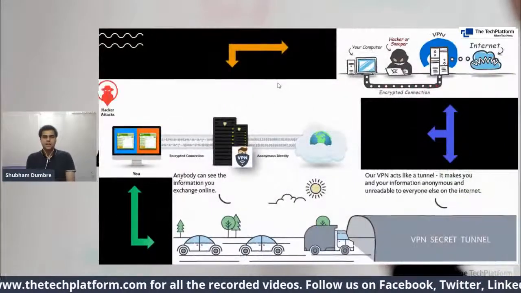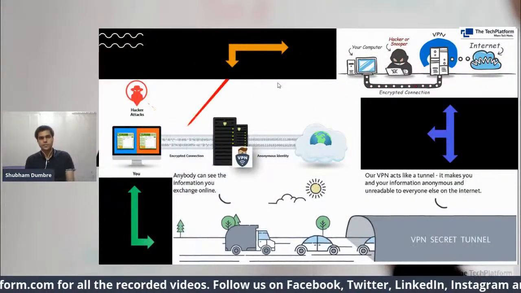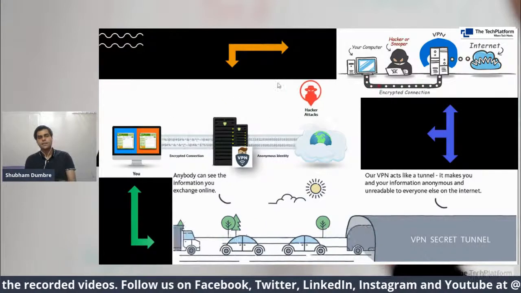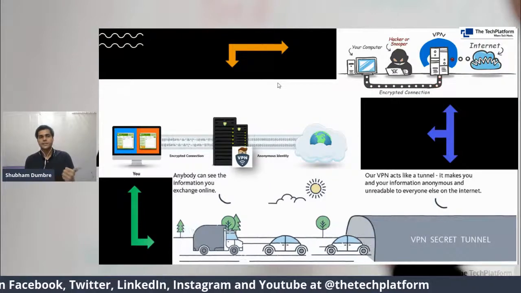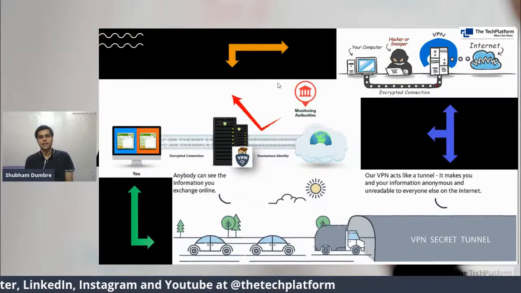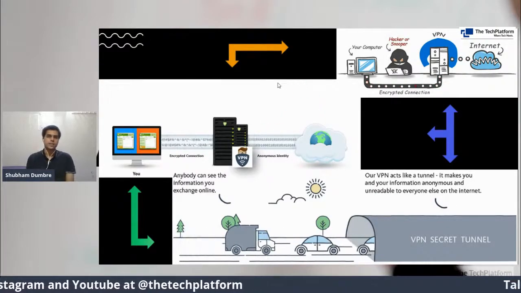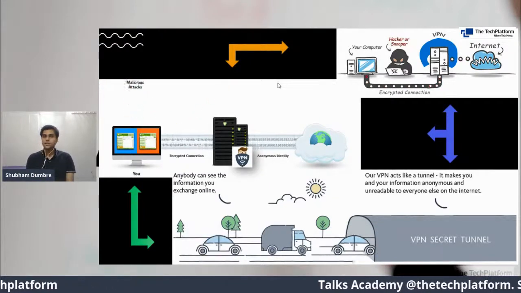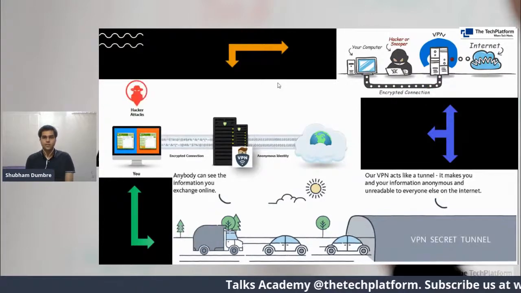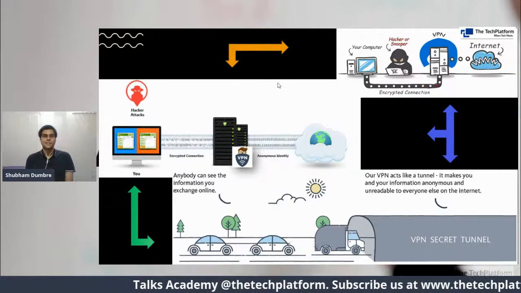Now let's see how this VPN acts. For example, if you see on the left, a hacker is attacking. In between, you have a VPN shield. So it won't directly affect you. Any which way, if there's any attack or any monitoring authority that is monitoring your activities, VPN will divert it to some other IP address or some other location, and you will be safe from any such threat.